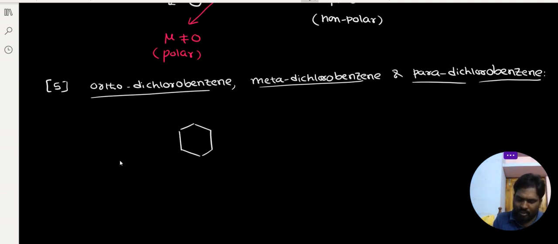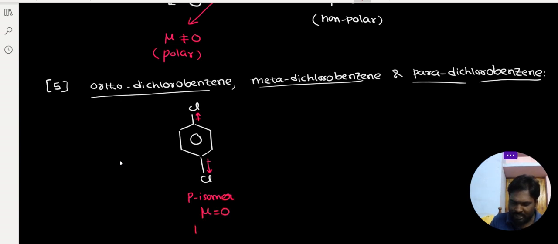Coming to para dichlorobenzene, you know CC bond is a polar bond. Chlorine is more electronegative than carbon. So two bond polarities are exactly opposite to each other, bond polarity is cancelled, so dipole moment 0. It is the para isomer, so mu value 0. Mu value 0 means non-polar. Understood or not?